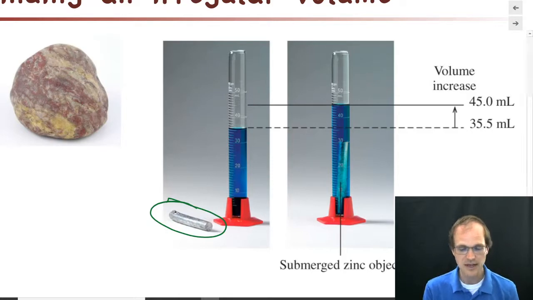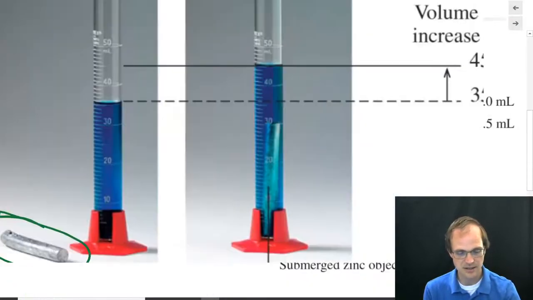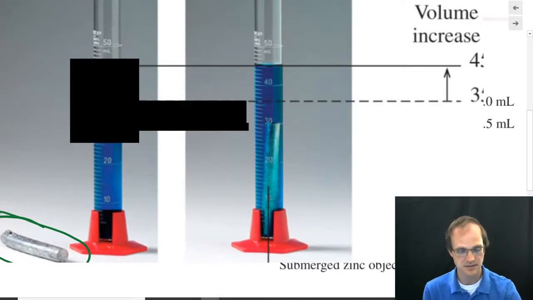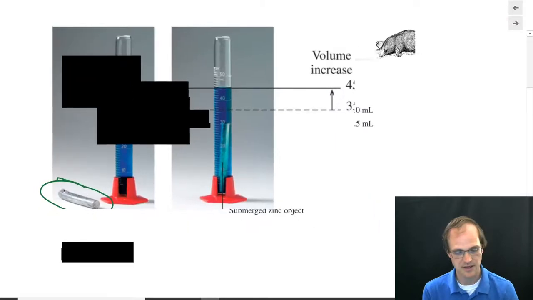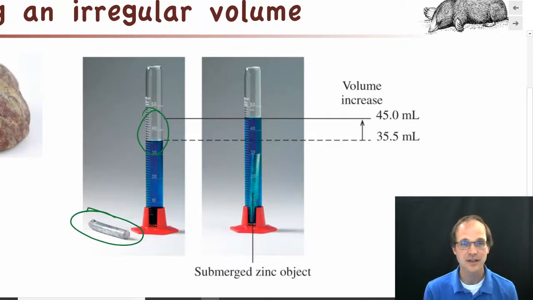So what we do is we take a graduated cylinder, and it's got all these markings on it which tell us exactly the volume that is present at any given point. And so we can measure the volume.